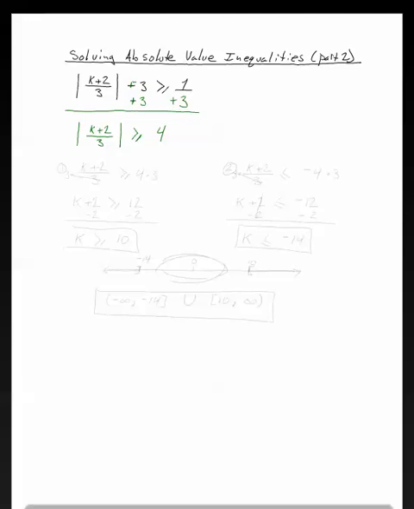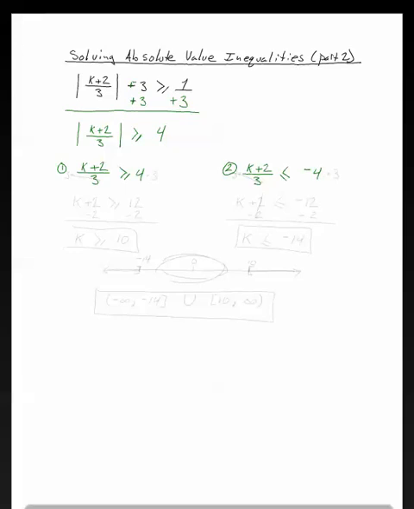So now I want to set up my two inequalities. My first one, I just drop the absolute values, and I get (k plus 2) divided by 3 is greater than or equal to 4. In my second one, I have the same thing, (k plus 2) divided by 3. Now I flip my inequality, is less than or equal to, and then change the sign of my number, negative 4.